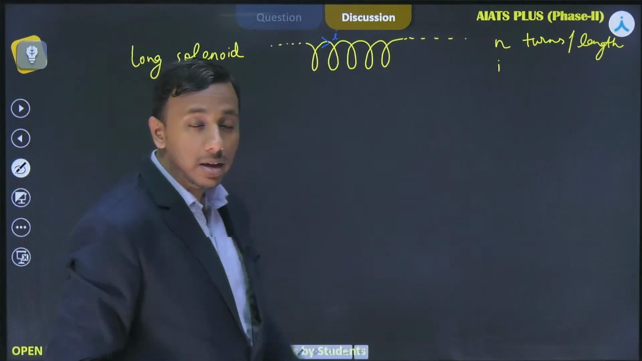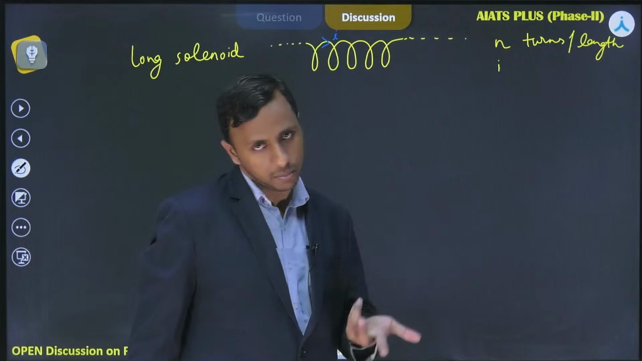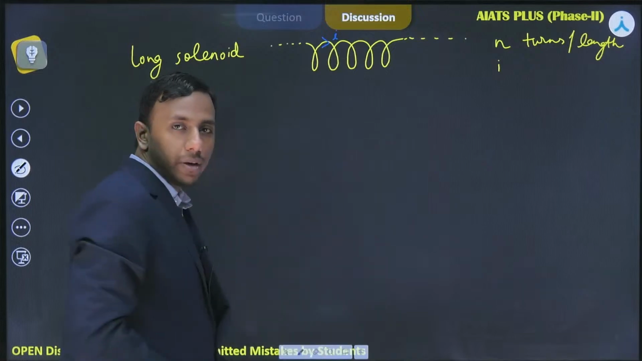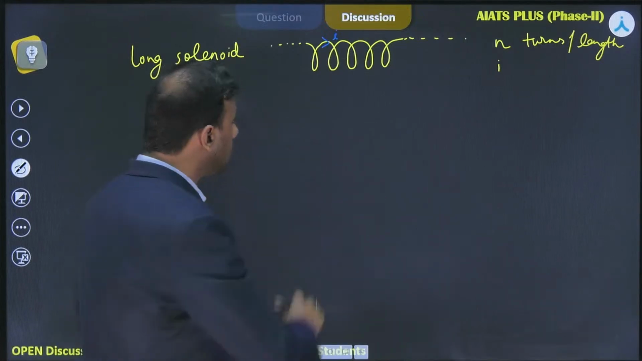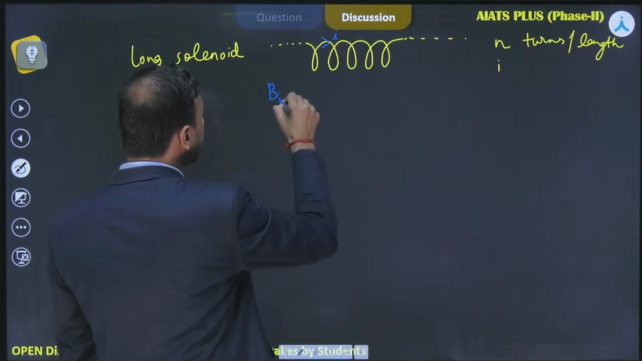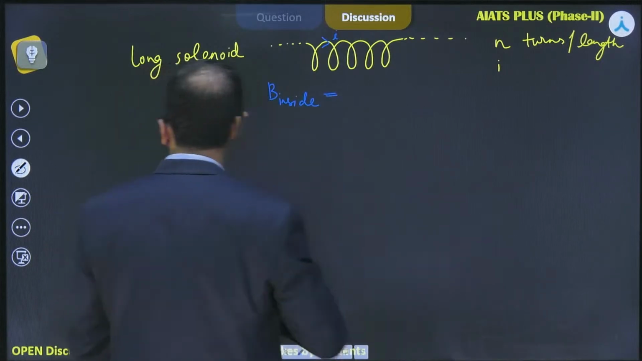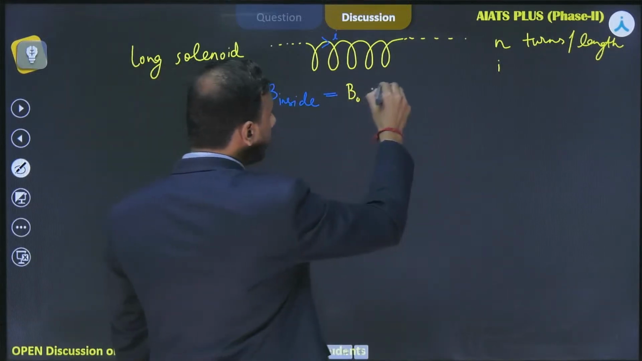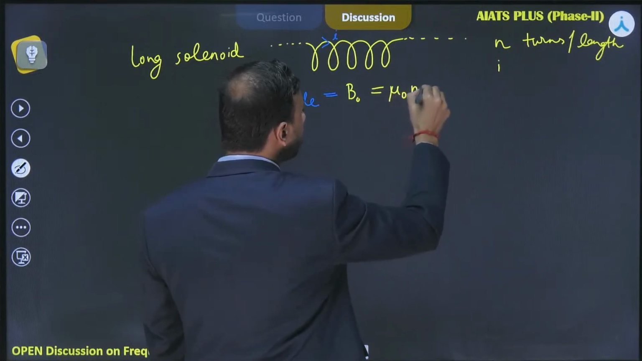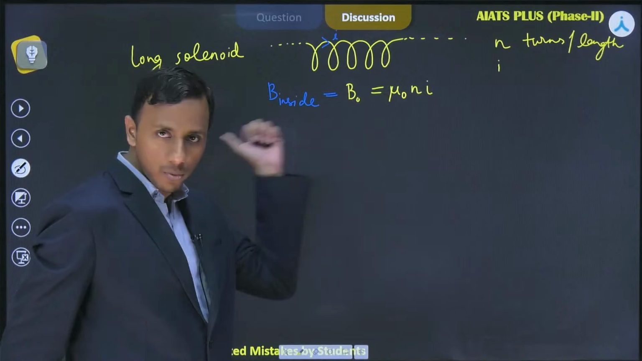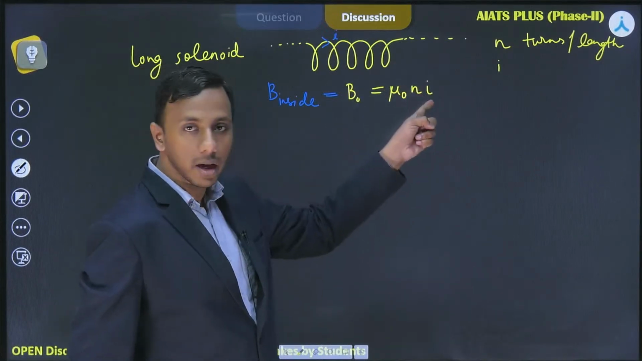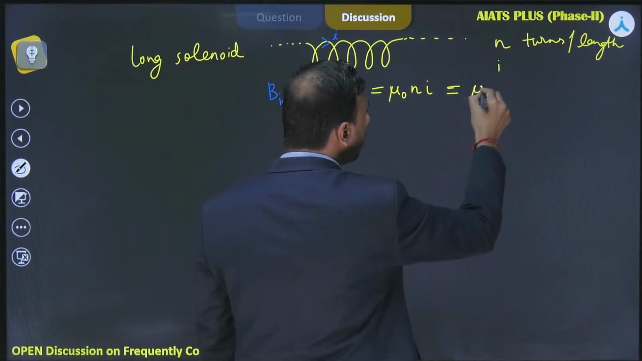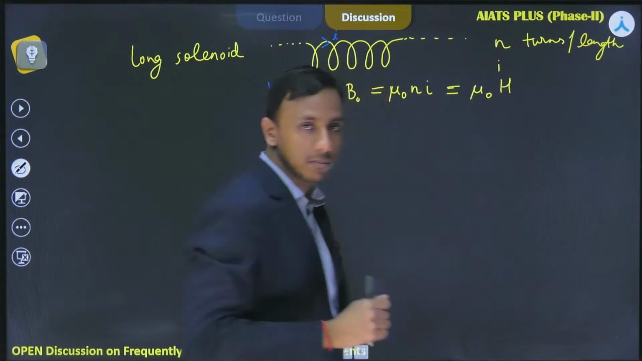So what can you tell me about the magnetic field? Will there be a magnetic field inside the solenoid? Yes, obviously, right. There will be a magnetic field inside the solenoid. It's a long solenoid, so we can say that the magnetic field inside is uniform, and we will write it as B naught. B naught will be equal to mu naught n I. Mu naught you already know, and n and I, right. And this we can also write as mu naught into H.